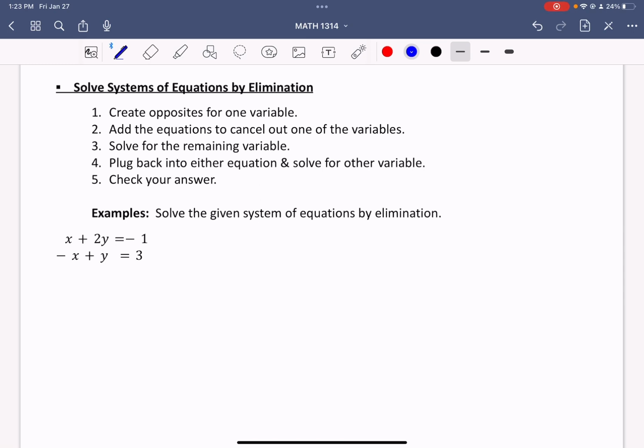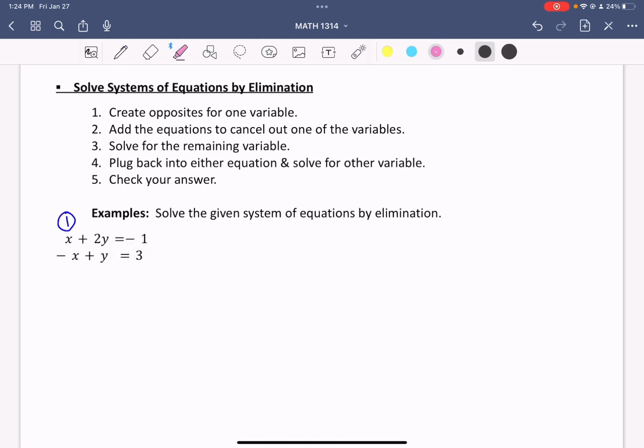So in this one, it says create opposites for one variable. What do we mean by that? We mean like positive 1, negative 1, positive 2, negative 2. So opposite sign. This is not opposite reciprocals like you may have done with perpendicular lines.